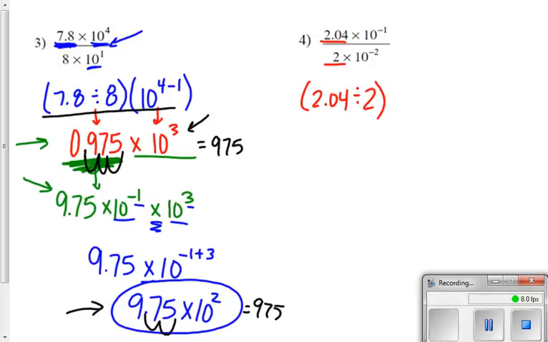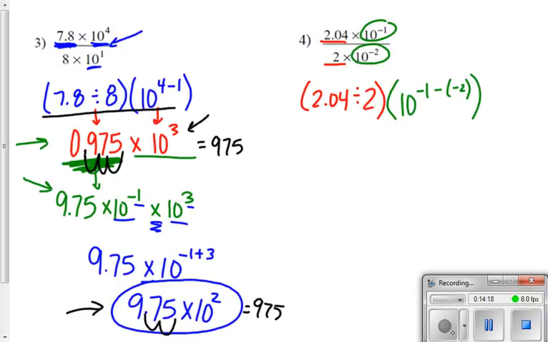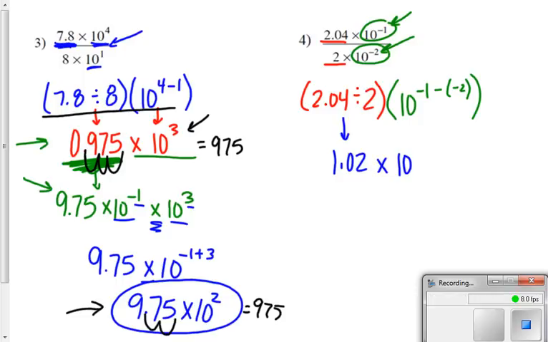First, you should have grouped your whole numbers there together and divided them. Next, I grouped my powers of 10, and it had the same base. So I took negative 1 minus negative 2. Should have done your computation. 2.04 divided by 2 gives you 1.02. Times 10, do your computation over here. Minus minus, well, that would give us a plus, so negative 1 plus 2 would give us a positive 1.